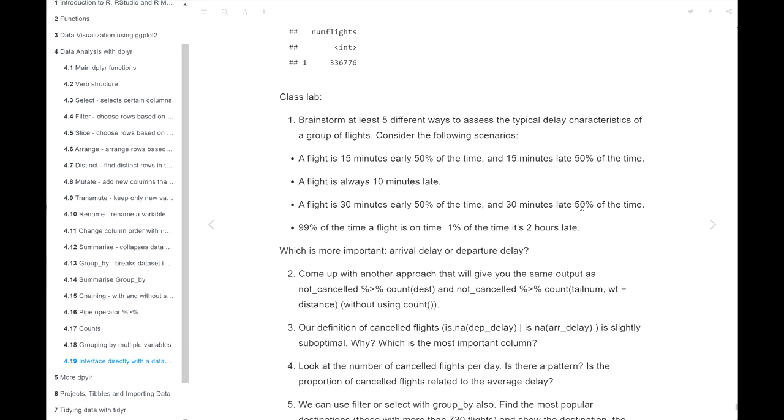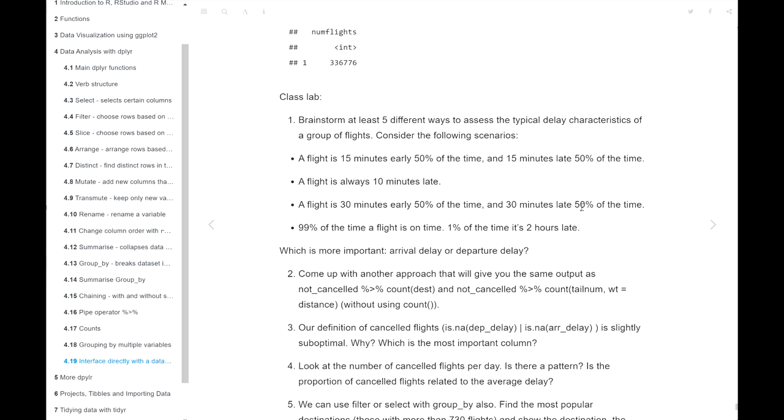First thing I want you to think about is different ways to assess the typical delay characteristics of a group of flights. Suppose you're wanting to do a report for the airport or for the city council on this airport, and you'd like to have the delay characteristics of these flights. So you need to think about how you want to measure this. For instance, if a flight is 15 minutes early half the time and 15 minutes late half the time, how do you want to characterize that?